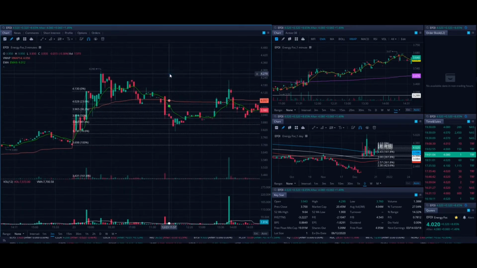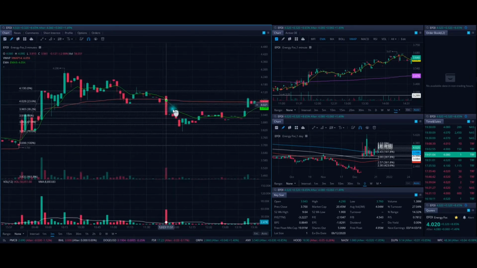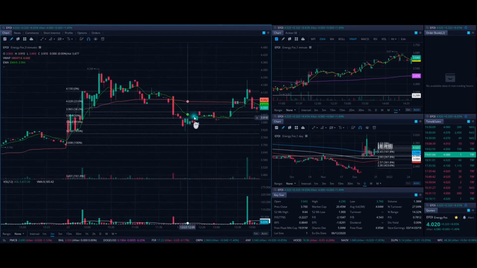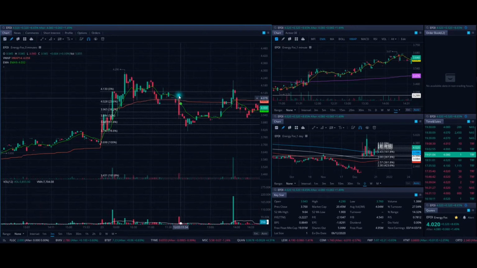Now this is actually a double for us. This is two examples in one. You see right here how the EMA 9 crossed below the VWAP and then confirmed it as resistance? This is a short signal. So if you went short right here at $4.05 when the EMA 9 crossed below the VWAP, you would have netted almost 30 cents in profit on a short. Not bad if you ask me.